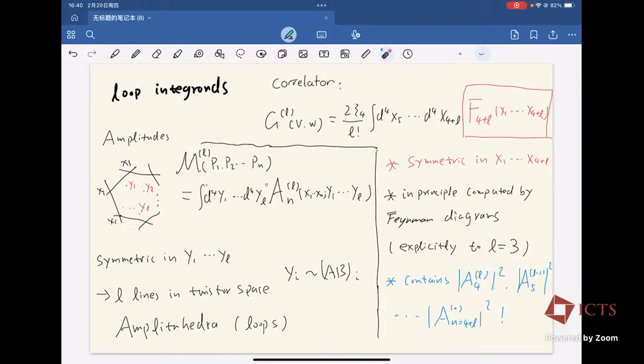Okay, so actually that's what people did long ago. And for example, if you want to compute the 3-loop non-planar correlator, I think that's still the best method to do it, by Feynman diagrams.